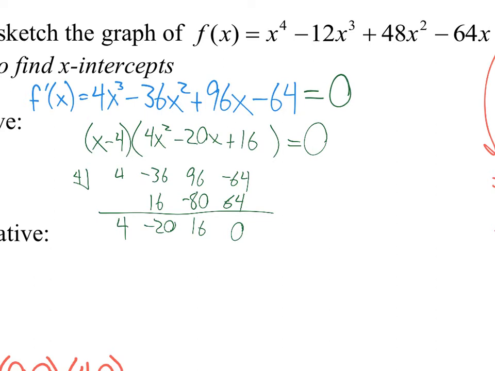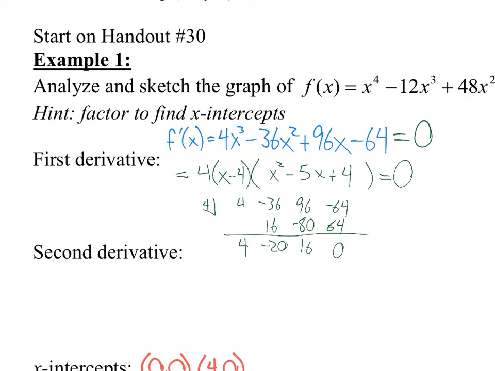Now, the other thing I can do here is factor out a 4 of all of these, just to get my numbers to be smaller. So there's a 4, and that's going to be an x squared minus 5x plus 4. And that's helpful because I know how to factor that now. That's an x minus 4 times an x minus 1. So I have a 4 times an x minus 4 times another x minus 4 times an x minus 1.